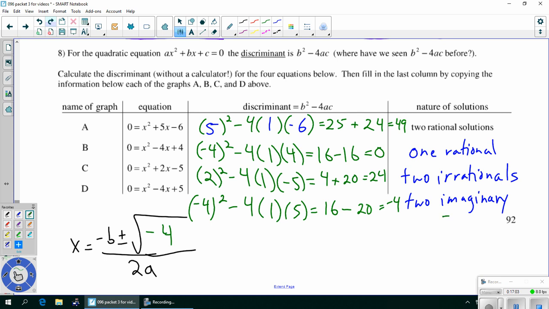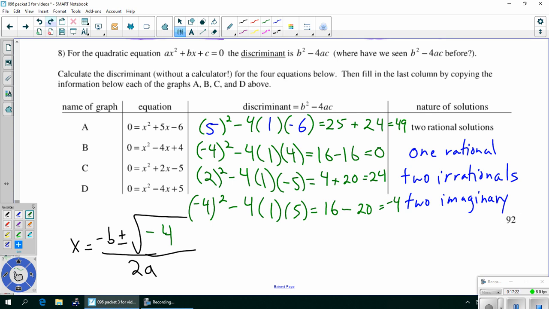So that was this answer here. Negative discriminant, right away, it's going to be imaginary. And how many solutions will we have? Well, there's a plus square root of -4, and there's a minus square root of -4. So again, we get two solutions, one for the plus, one for the minus. And that's true for any negative discriminant.